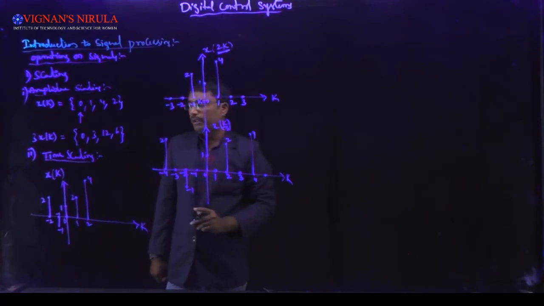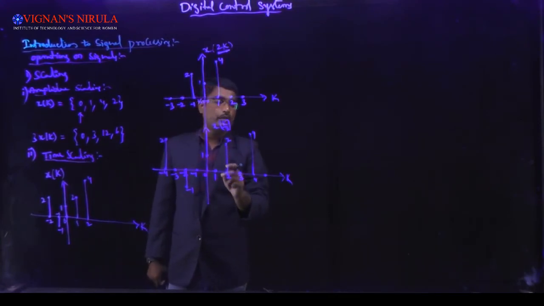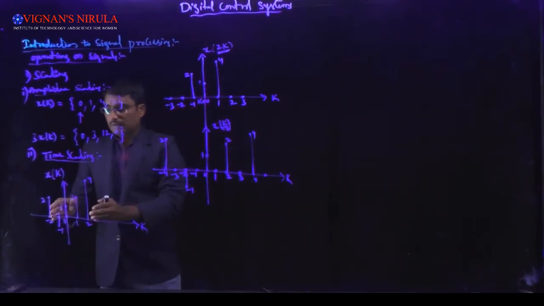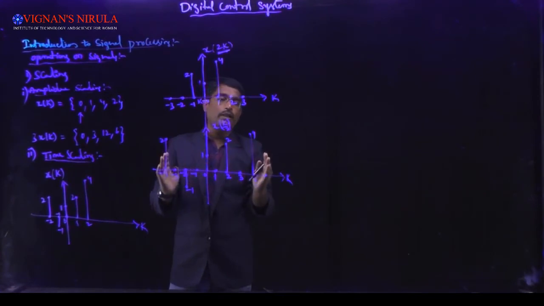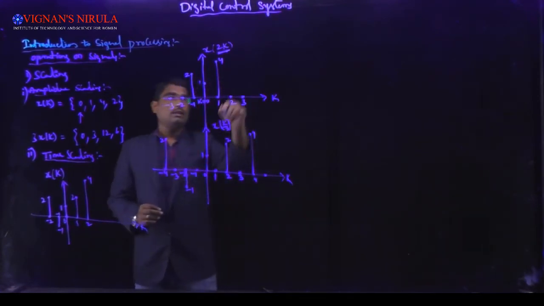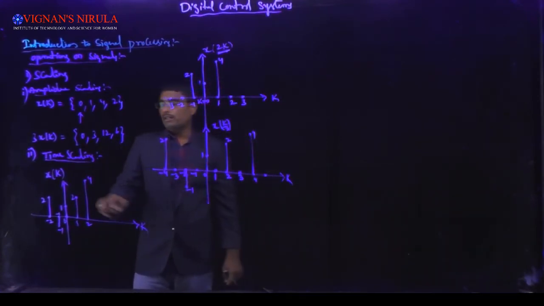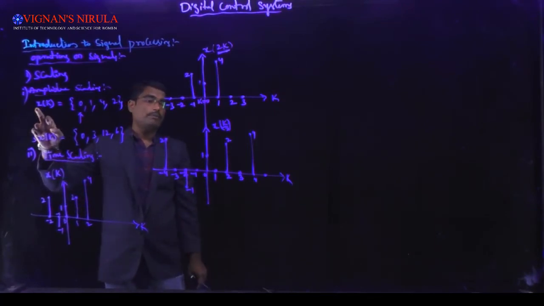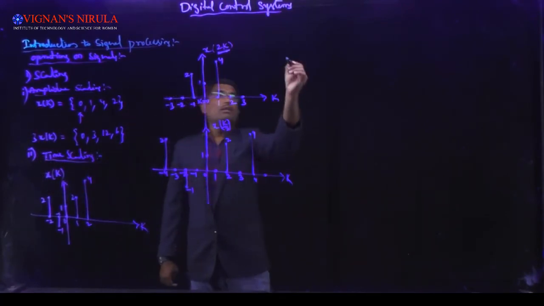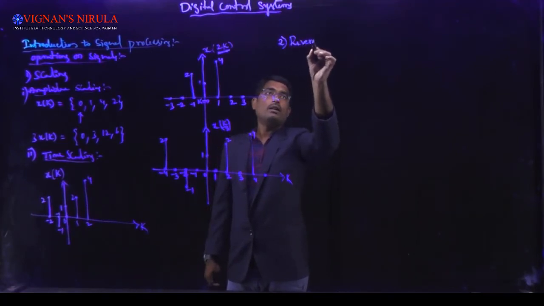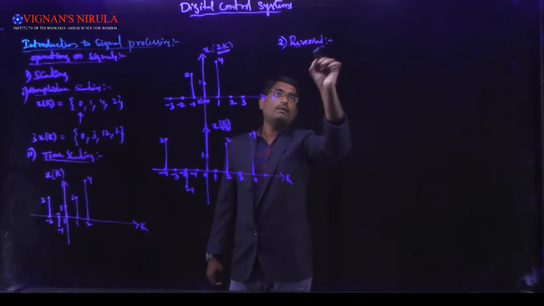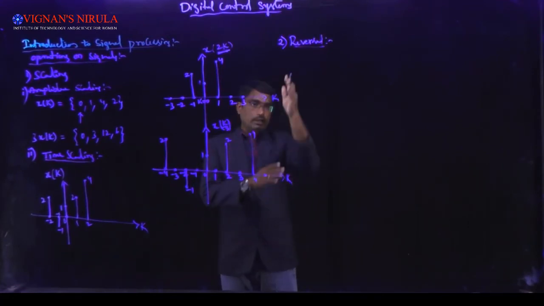So what has happened here, by taking x of k by 2, by multiplying the time axis by 1 by 2, this is the signal of x of k, and this is the signal of x of k by 2. The signal is being expanded. So both these come under time scaling, and this is amplitude scaling. Next, the next operation is reversal. Reversal means, as the name itself says, the signal will be reversed about the imaginary axis.